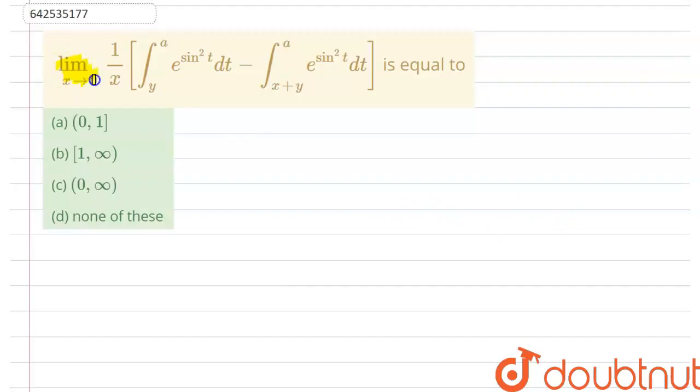In this question, we need to evaluate limit x tending to 0, 1 by x, integration from y to a, e to the power sin square t dt, minus integration from x plus y to a, e to the power sin square t dt. So let us denote this as I.